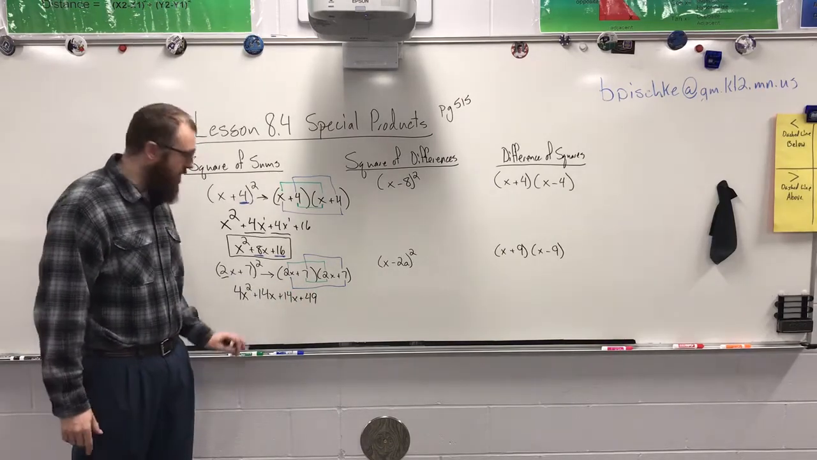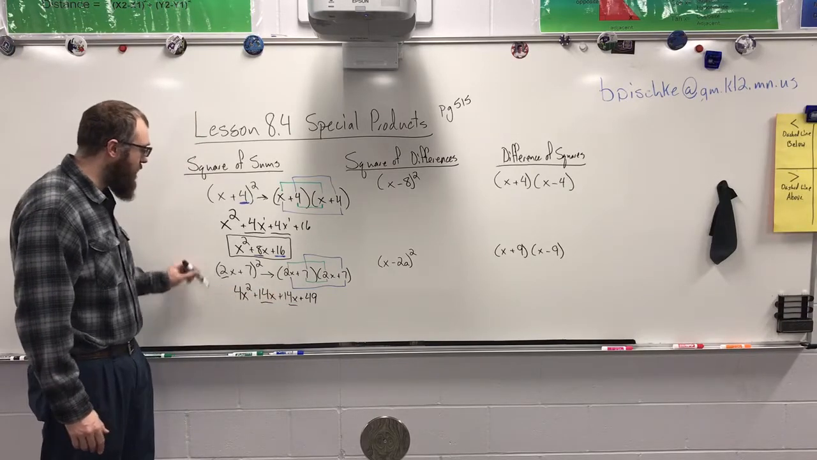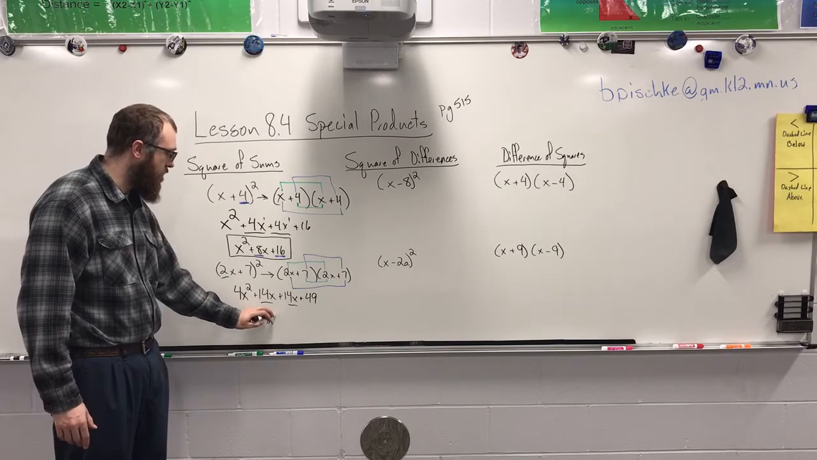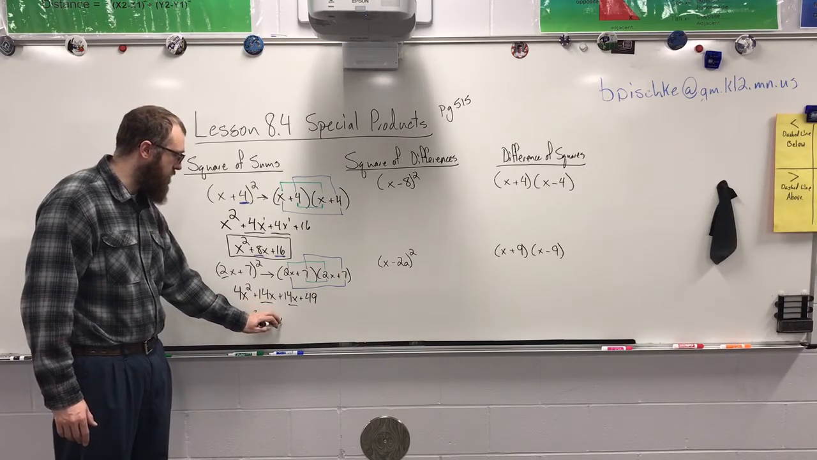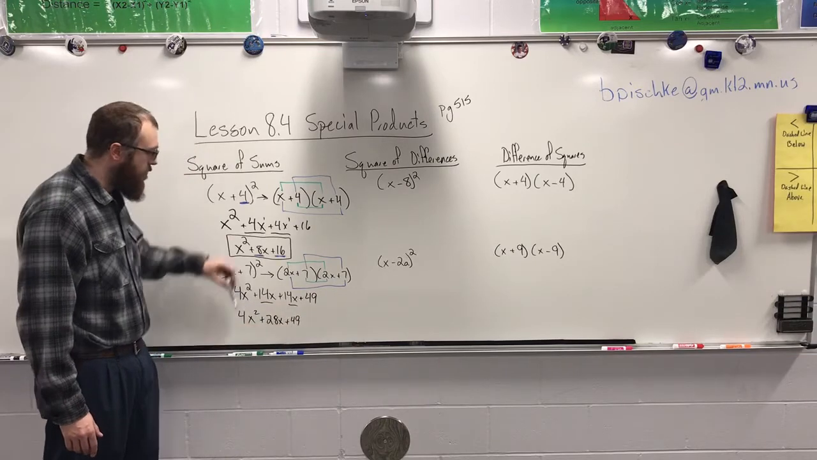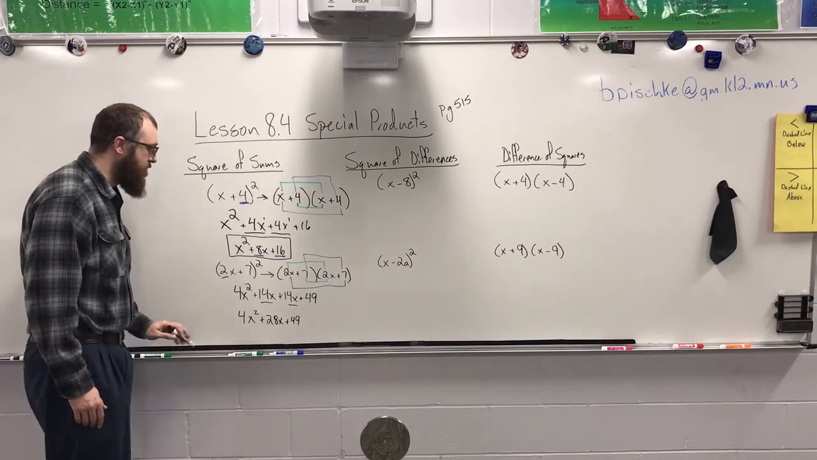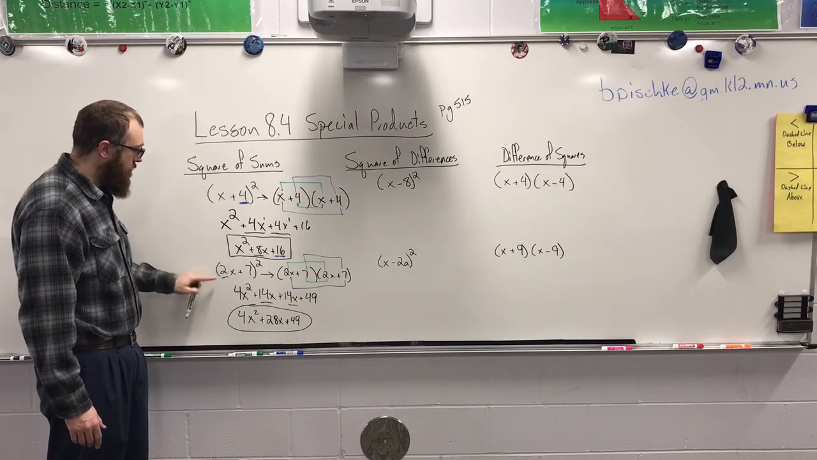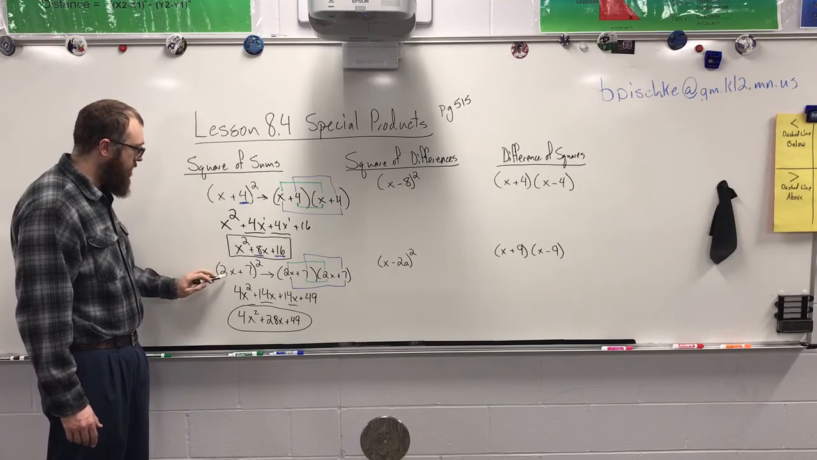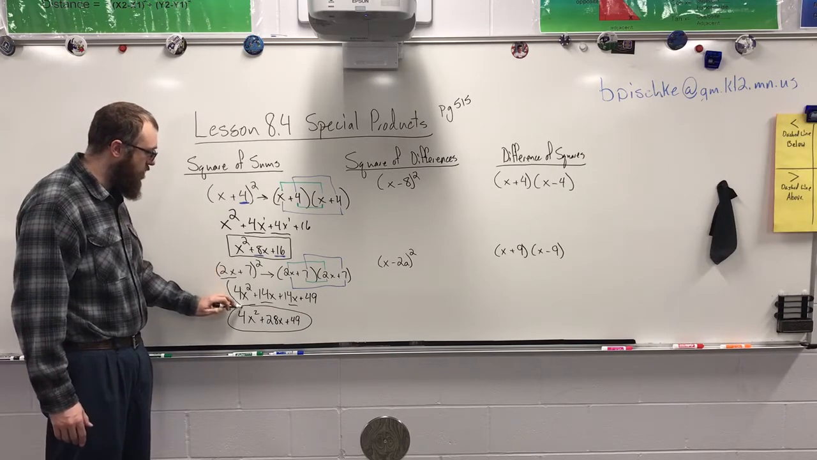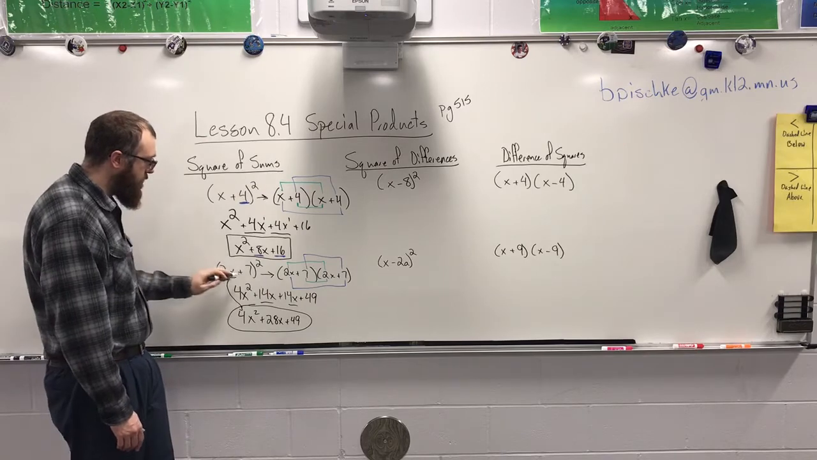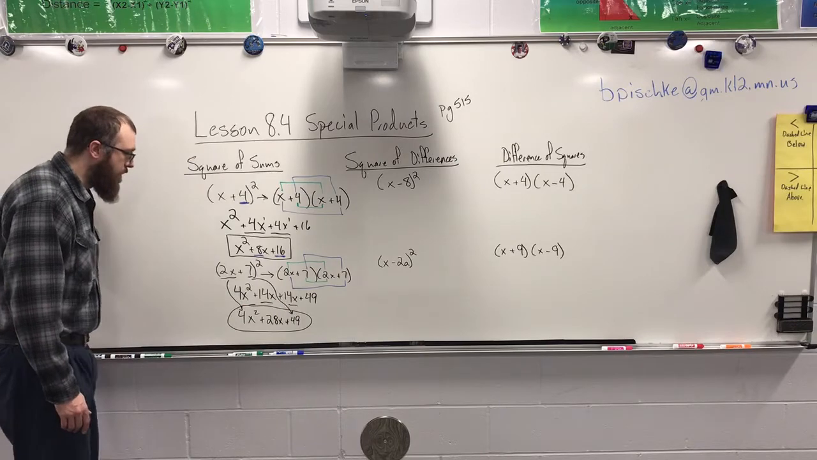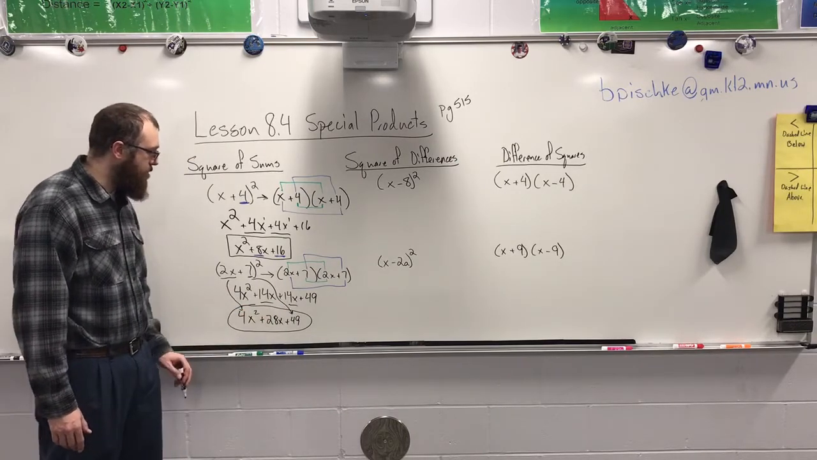Now this one is a little more unique in the fact that my leading coefficient has changed things slightly. 28x plus 49. 14x plus 14x is 28x. You'll notice the relationship between the start and the finish. 2x up here translates down to 4x squared there. The 7 here translates down to 49 there. But now what about this middle term?